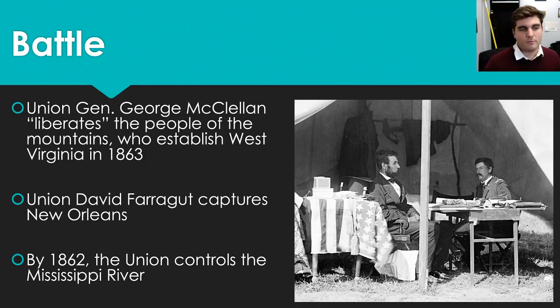And during the course of the war, the Union General George McClellan, quote unquote, liberated the people of the mountains in Virginia and established West Virginia in 1863. You also had the Union's David Farragut capture New Orleans with a naval assault in 1862. So by 1862, the Union controls the Mississippi River.